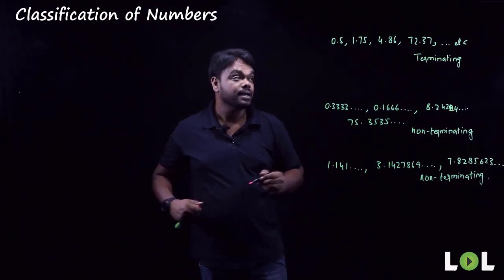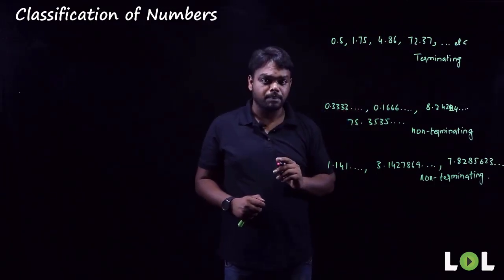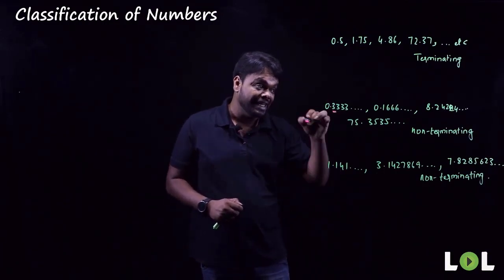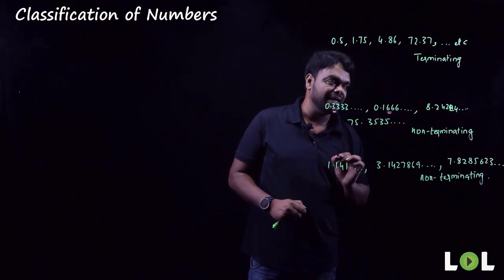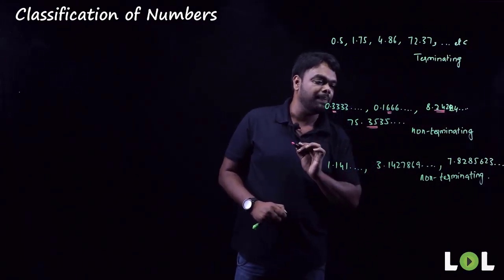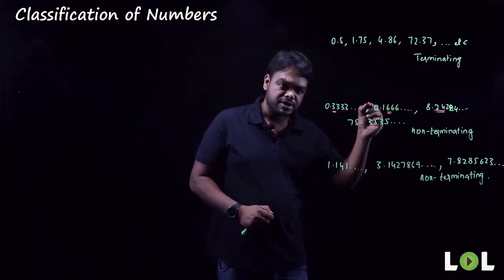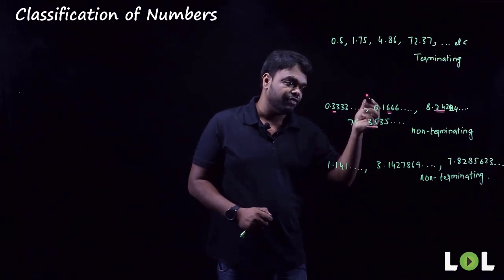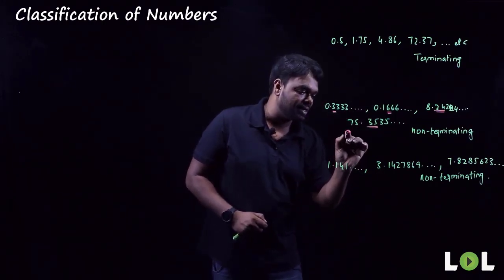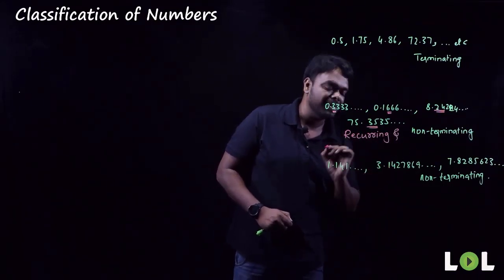Now another part. If you see, there is not much repetition here, but here there is a repetition. 3 is repeating indefinitely. Here 6 is repeating indefinitely. 2, 4 is repeating indefinitely. 3, 5 is repeating indefinitely. So if you see a pattern of digits repeating indefinitely, we call it recurring. So we can say these decimals are recurring and non-terminating.